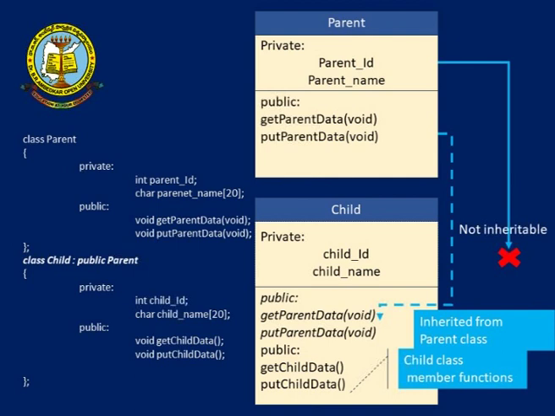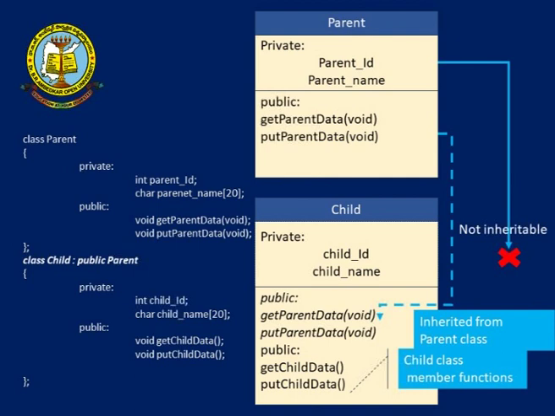So, because it is void type and it also takes no arguments. And we also have another member function named putParentData. PutParentData is again a void type, in the sense that it does not return any value, and it also does not take any arguments. That is, the parent class contains some private members and some public members.